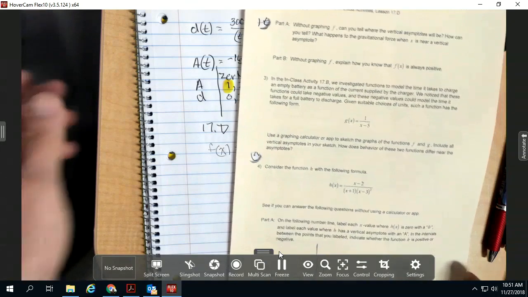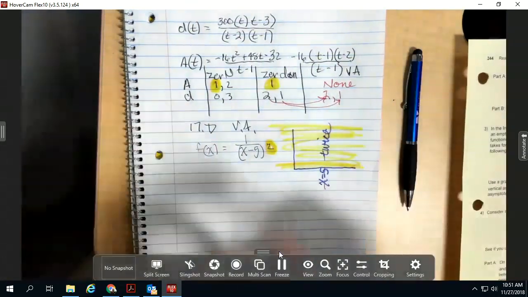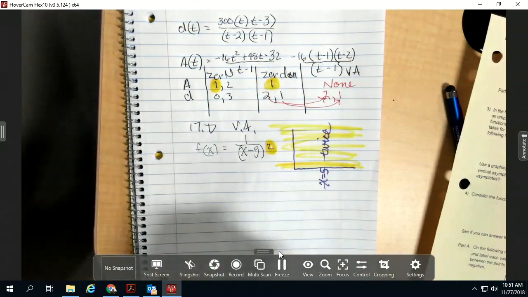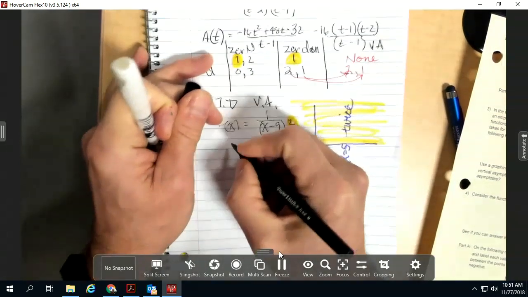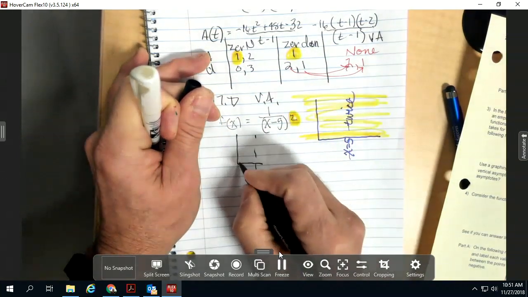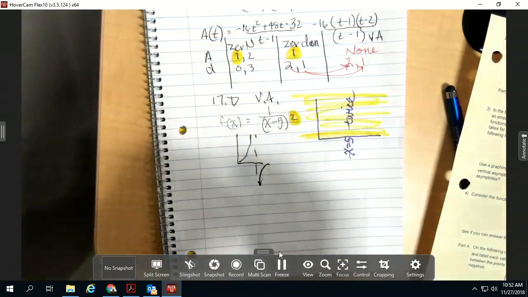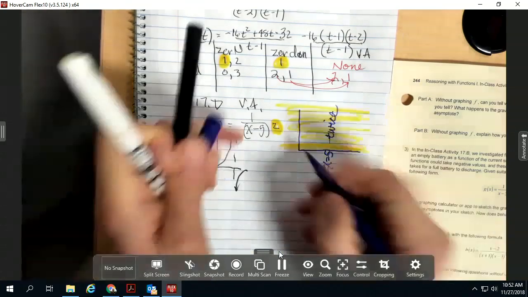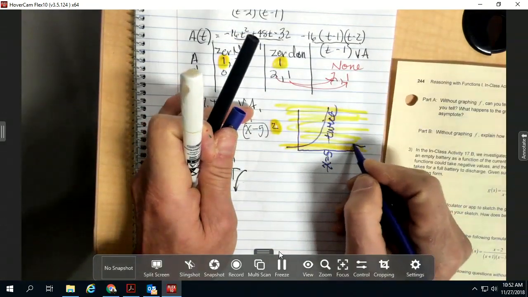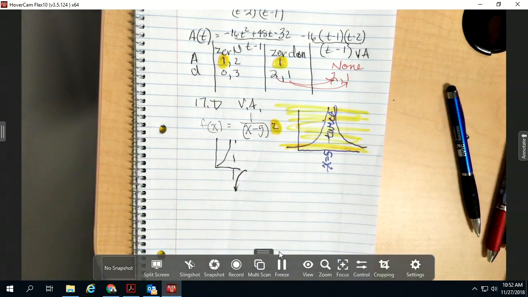Page 244. We investigated 1 over x minus 5. When we did, as we got closer to 5, it went up on this side, it went down on this side. In this case, as we get closer, it's going to go up on both sides. We'll start with page 244, number 4.